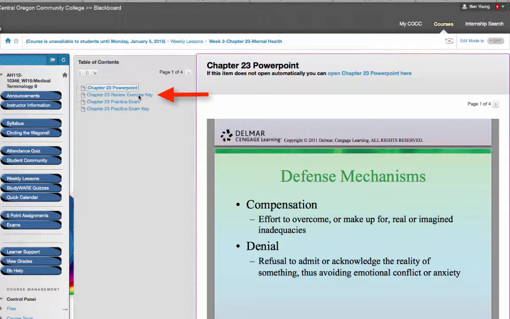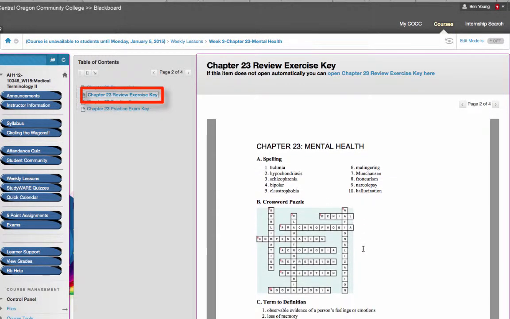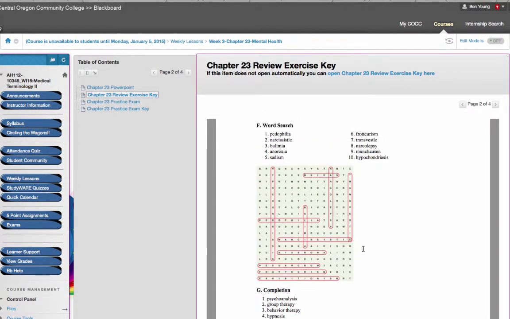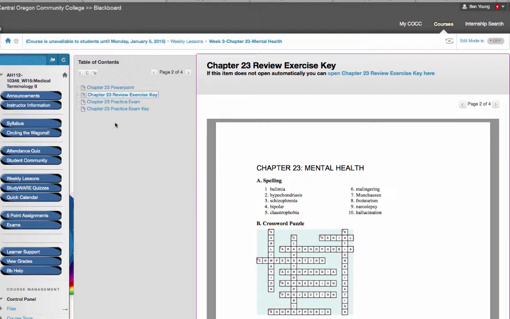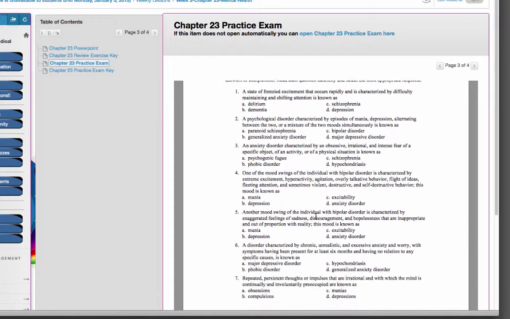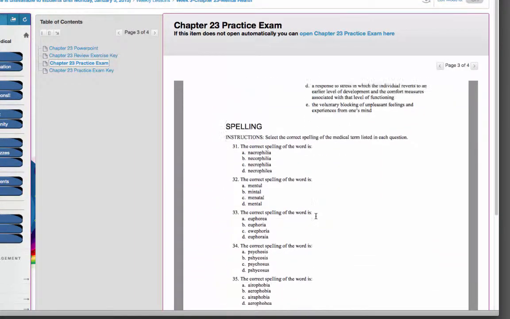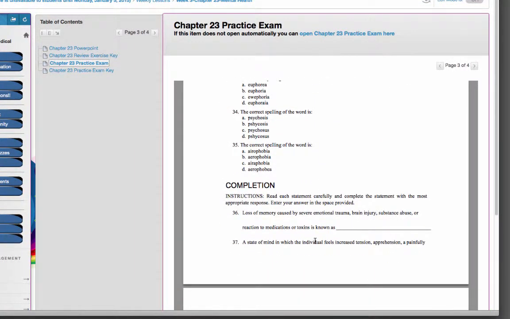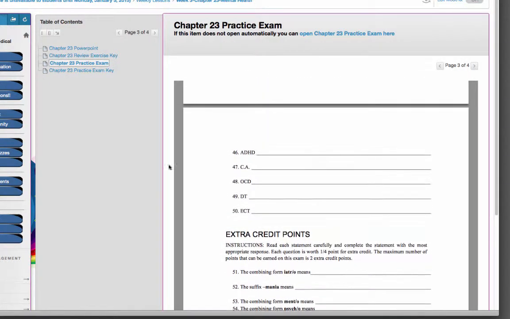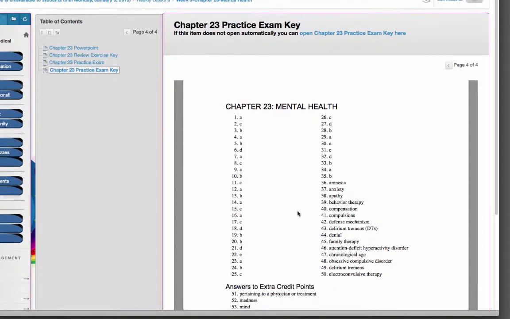Okay, so at the end of each chapter, there are chapter review exercises, which are just excellent. Hey, I provide all the answers for you. So here they are. Don't have to go looking for them. They can be fantastic. Here's a practice exam. So here's multiple choice for chapter 23. And then here's some matching. Okay, and some spelling. And then here's some fill in the blank. Those are the tough ones, aren't they? But here's the answers. So here's the practice exam key right there.